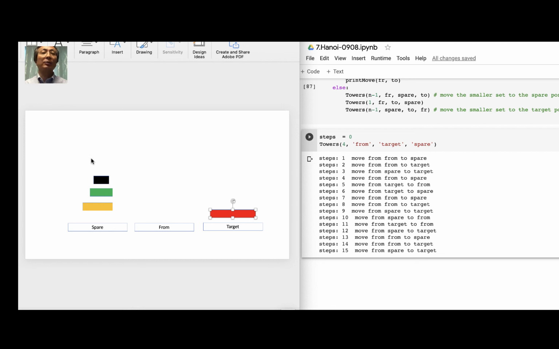9, spare to target. 10, spare to front. 11, target to front. 12, spare to target. 13, front to spare. 14, front to target. And finally, spare to target, 15 moves.